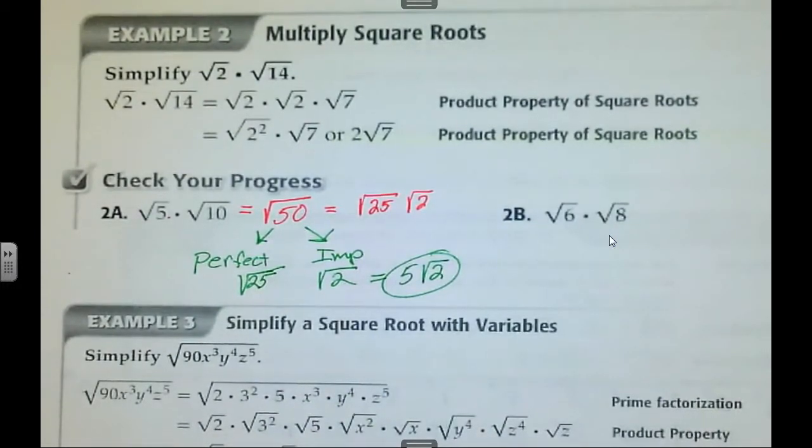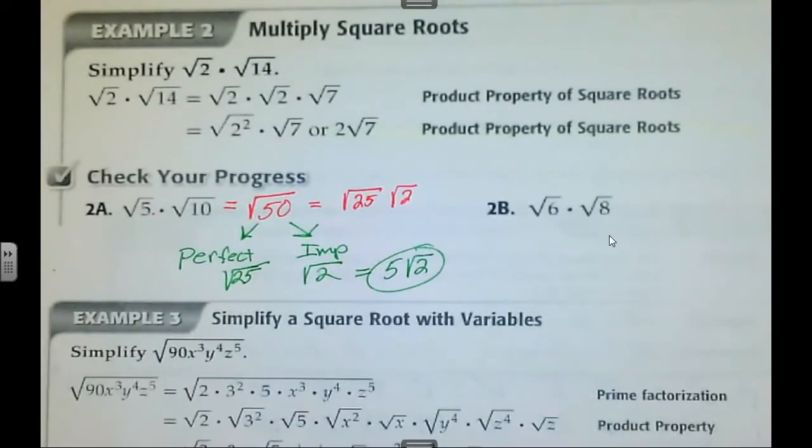Unless you guys want to do prime factorization, which I don't think you do. Okay, to be or not to be.